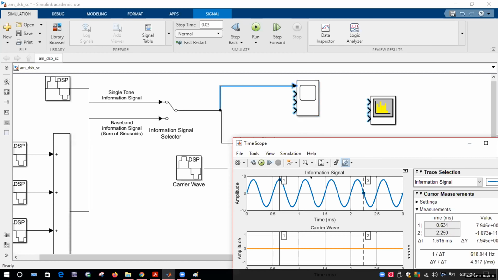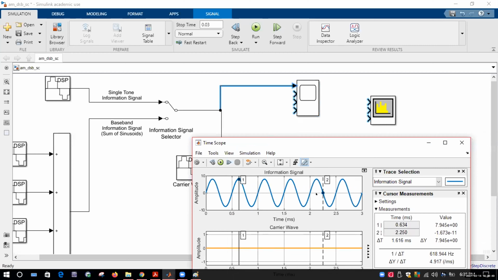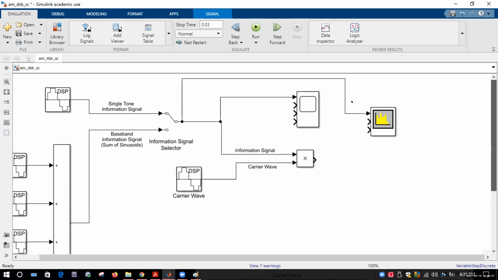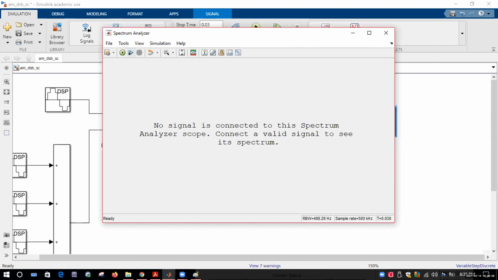This is a time domain signal. In a time domain signal, you cannot measure the frequency. You cannot directly find how many frequency components are there. That's why now I am connecting this one here. What is this? Spectrum analyzer. This one will show me how many frequencies are there in the signal. Watch. I will run it again.